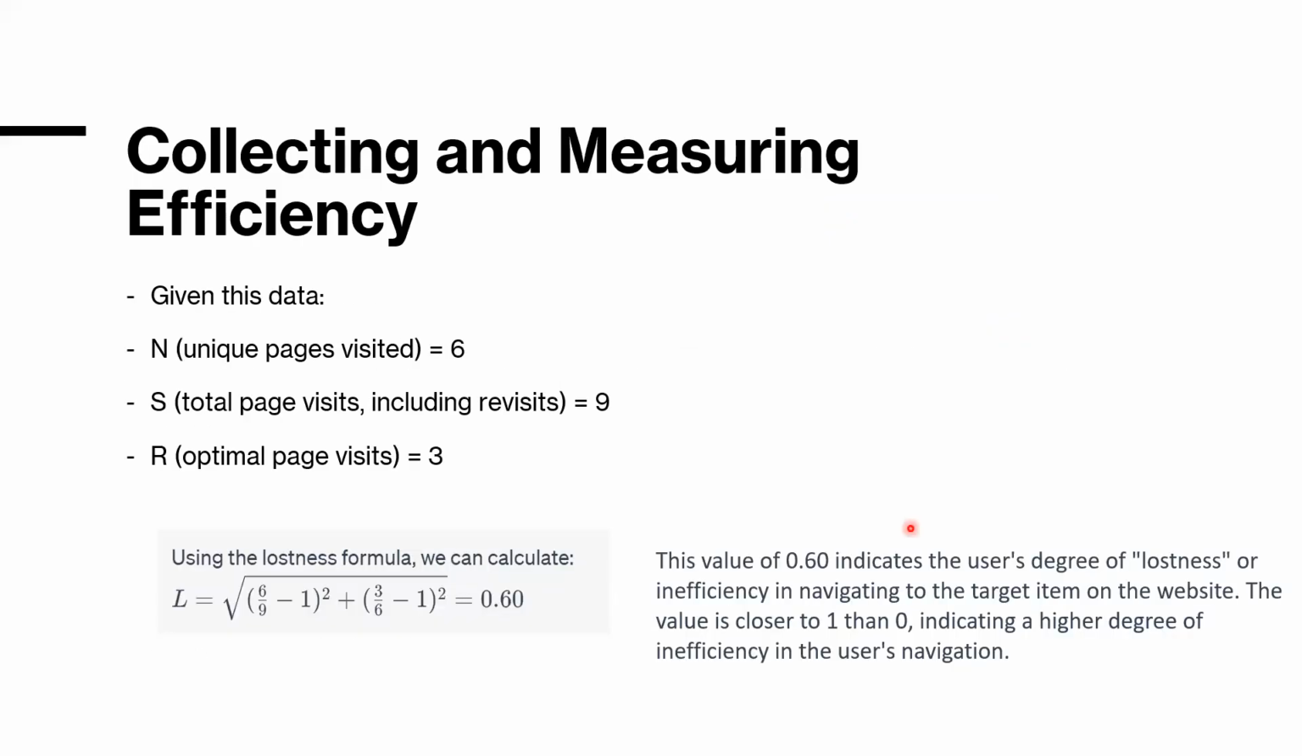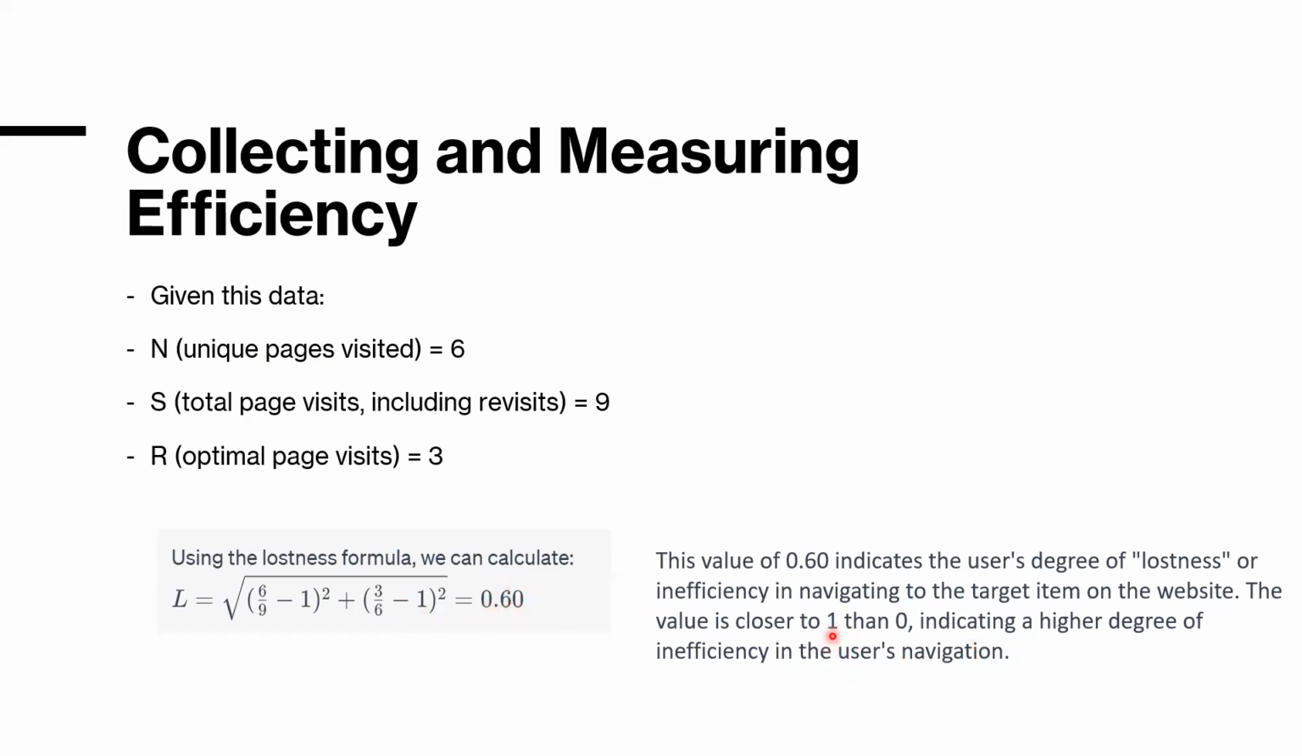So how are we going to calculate it? 6 is the number of unique pages that the user visited, right? This is the total number of page visits, including the redundancy, right? R is basically the best route, which is very important. So you put all the values into the formula, then you will be able to calculate 0.6, right?